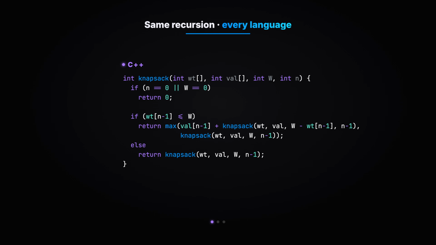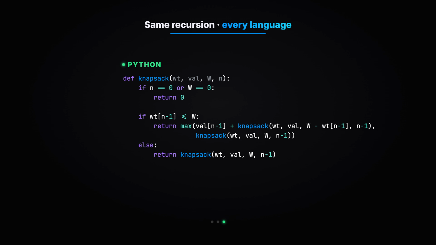The beautiful part is, this exact same recursion works in any language. Here it is in C++, where the syntax is nearly identical. The very same logic in C, using plain arrays and pointers. And finally in Python, cleaner still, with no type declarations at all. Notice how naturally the recursive solution emerges. The entire algorithm follows 4 simple steps.